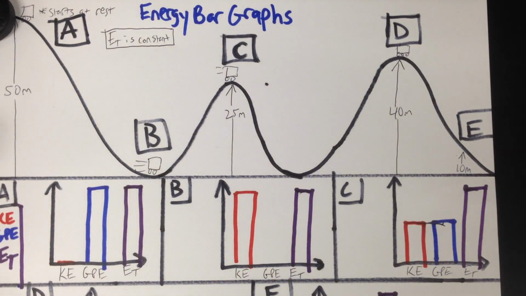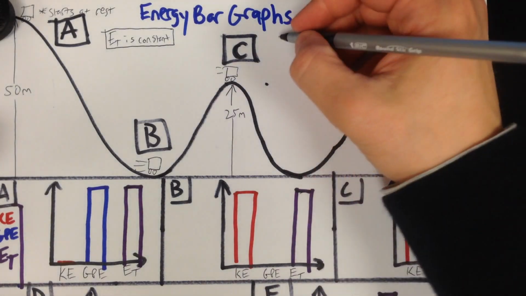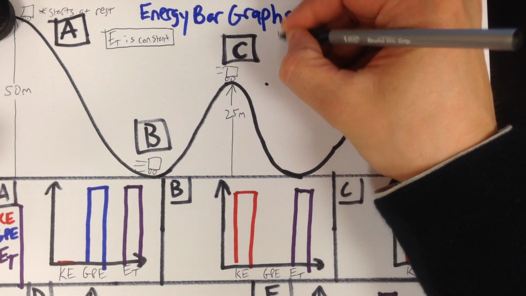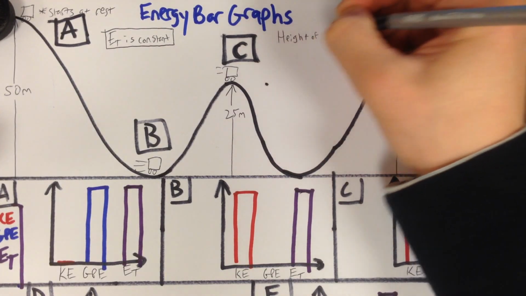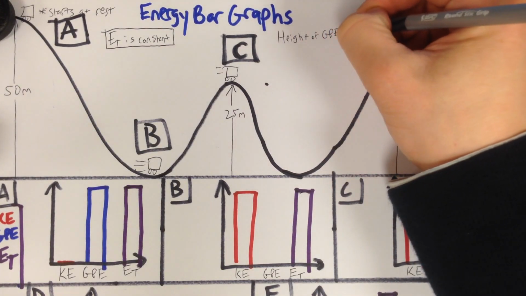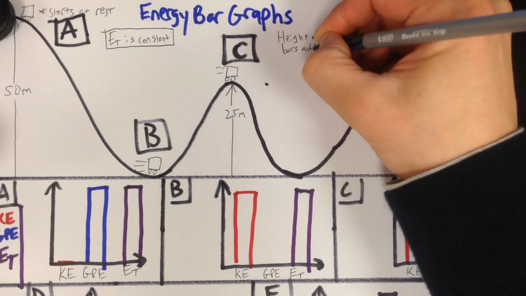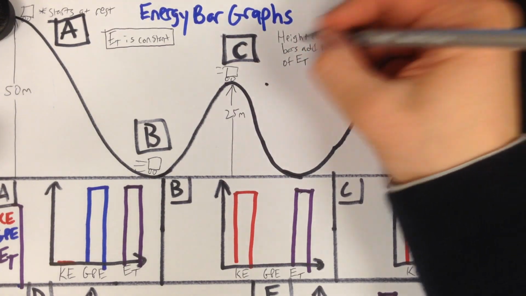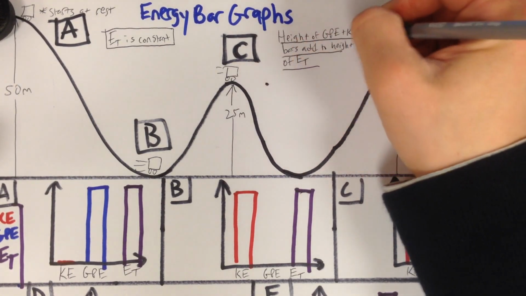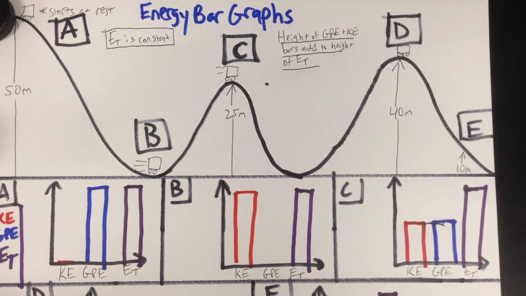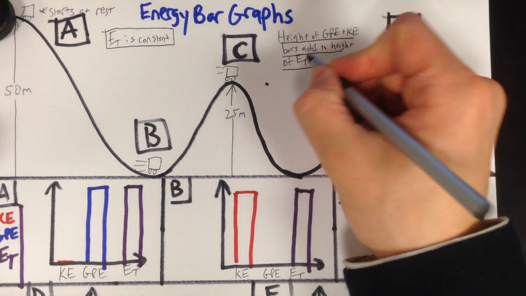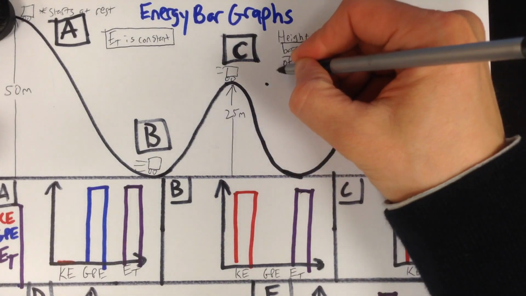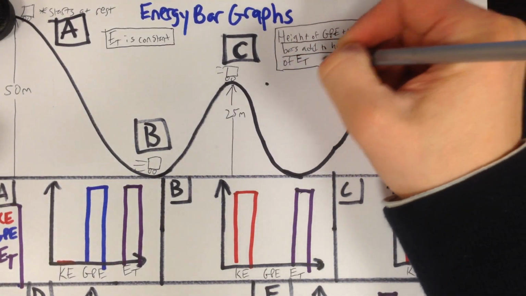Another rule with energy bar graphs is that the height of the bars should add to the total energy. Why should the height of the bars add to the height of the total energy? The height of the GPE and KE bars adds to the height of the total energy bar, because when you add those two together for a coaster, GPE and KE, you get your total energy. So the same thing occurs for their heights.